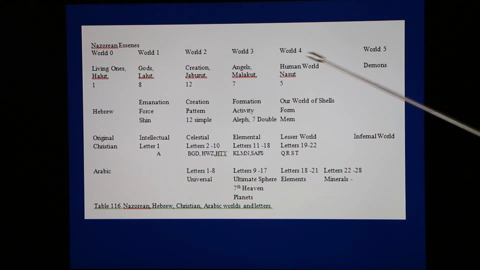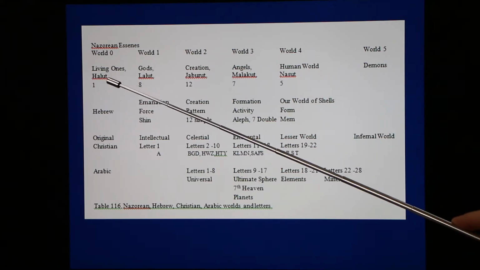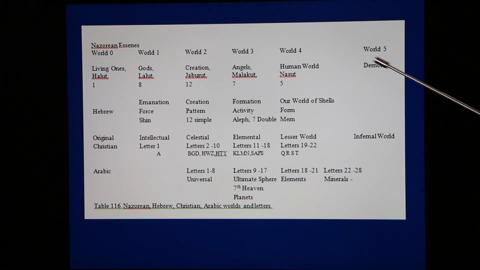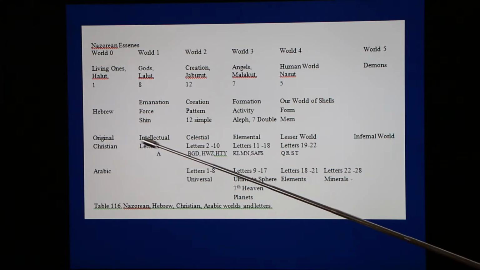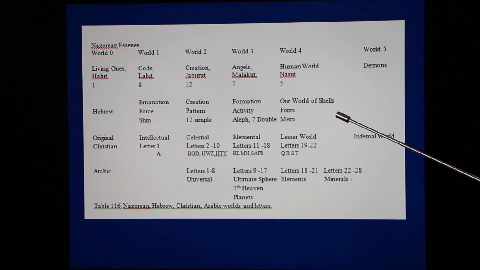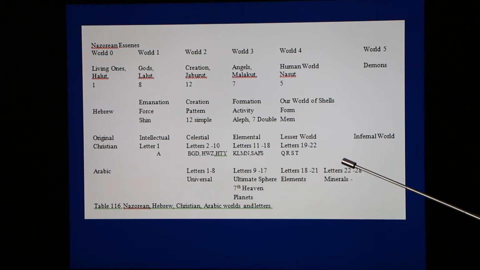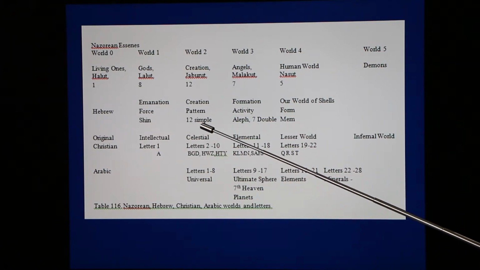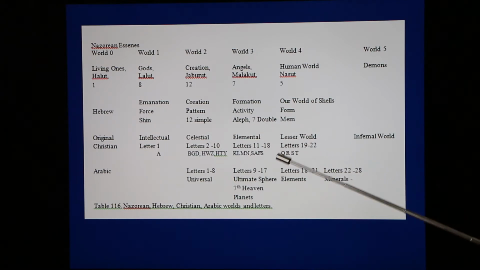Amongst the Nazarene Essenes, here are the 5 worlds, so the living ones, the gods, creation, angels, human world, or demons: Halut, Lalut, Yaburut, Malakut, Nasut. Here are the equivalents in Hebrew. Here are the equivalents in the Christian. And here we see that this is Shin, this is the 12 simple letters, this is Aleph, and the 7 double, and this is Mem.